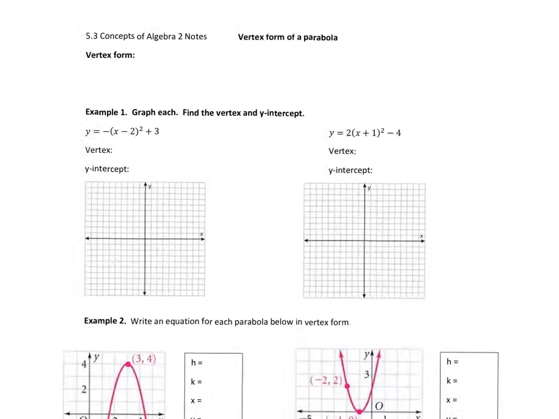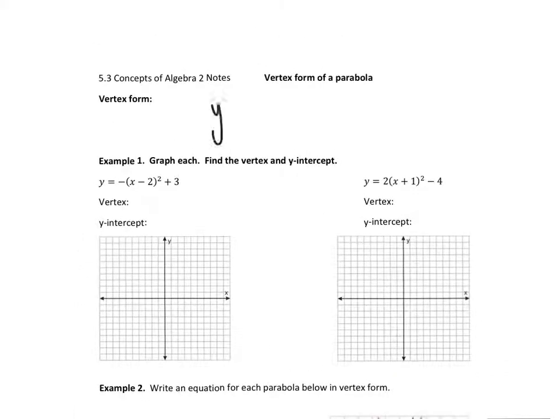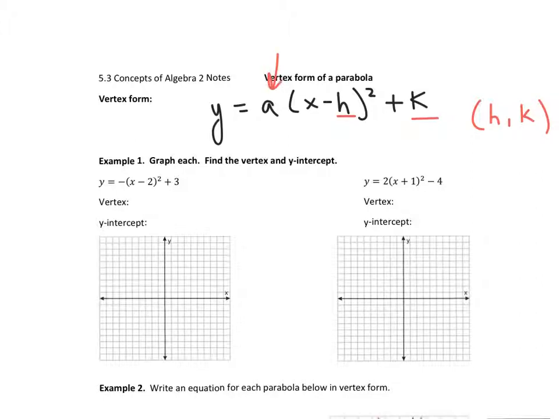Vertex form of a parabola is y equals a times (x minus h) squared plus k. So the vertex is going to be (h, k). And a is the same a as in standard form. So a will tell you if the parabola opens up, or if it's down, or if it's narrow, or if it's wide. And notice that in vertex form, it's x minus h. So if your vertex is a negative number, this is actually going to be a positive inside here.